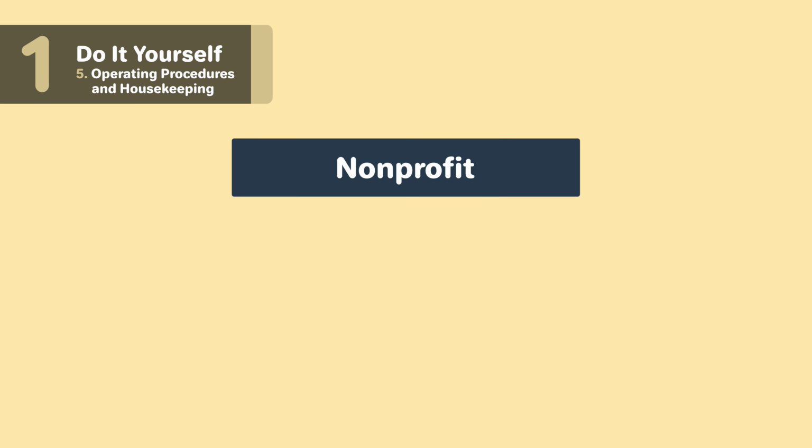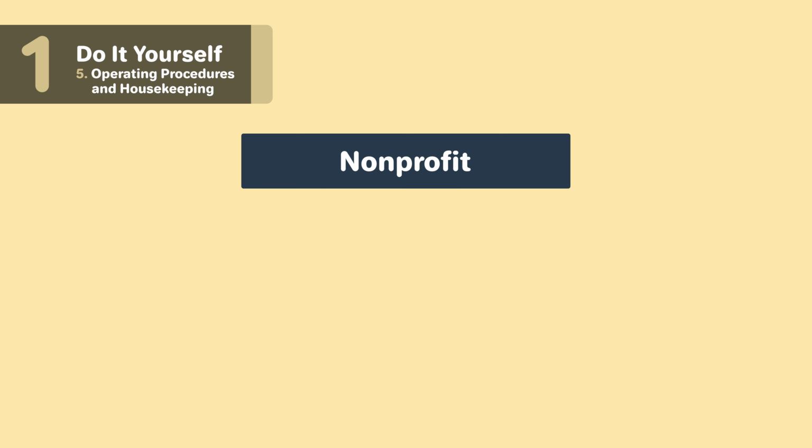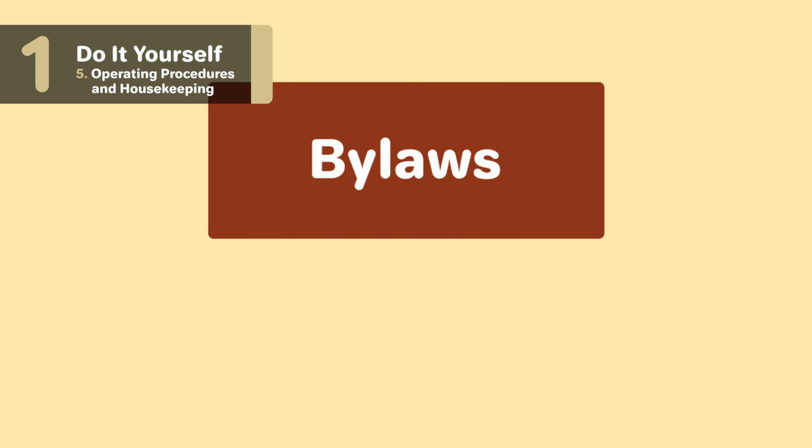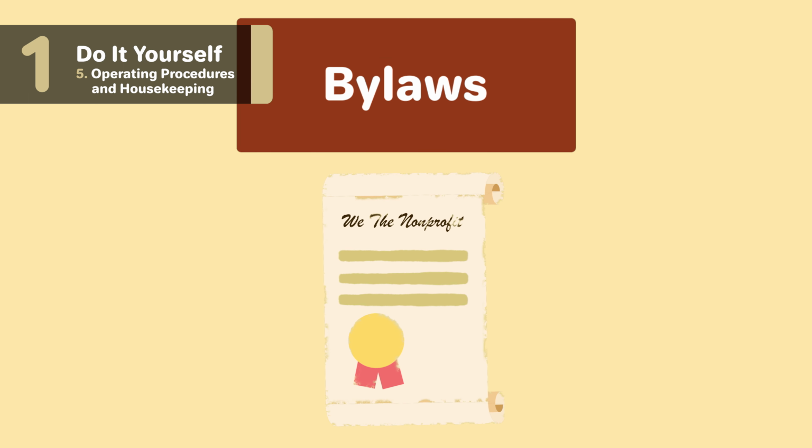Once your nonprofit corporation has been formed, you'll want to start getting the structure of it together and determine how your nonprofit will be run, starting with the bylaws and conflict of interest policy. Your bylaws are the rules that determine how your organization will be governed and run. You can think about it as a constitution for your nonprofit. It makes the rules and priorities clear for everyone involved.